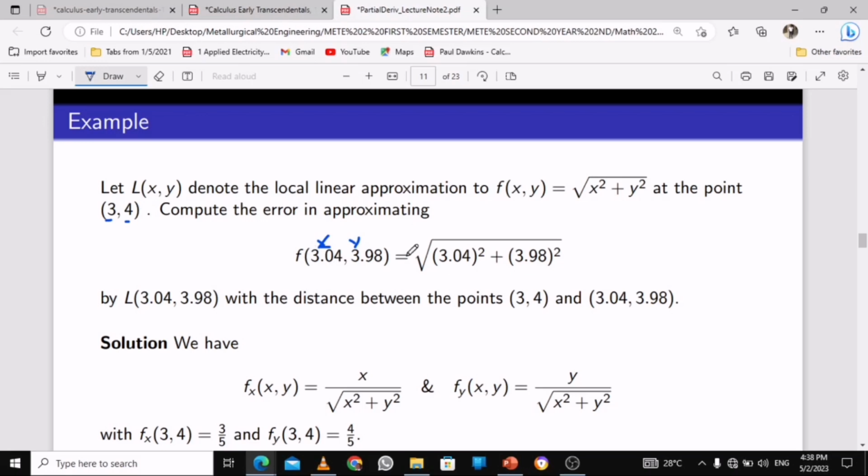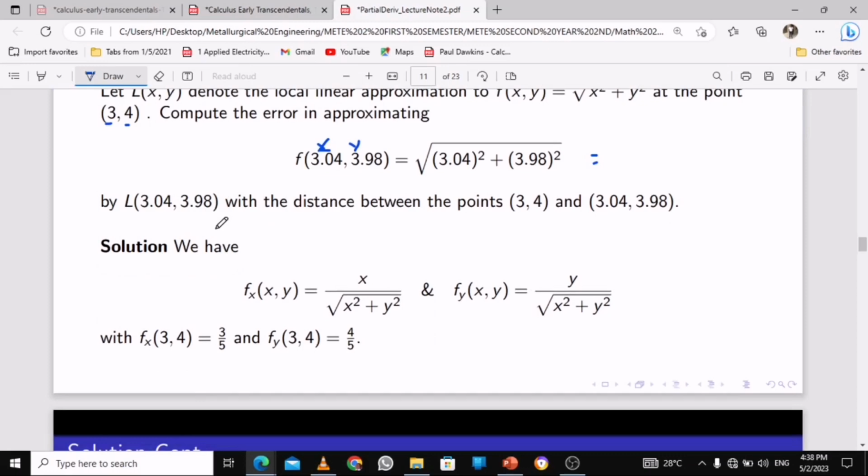So first, you're going to take it and put it inside the function given to you. And when you do that, you're going to get 5.000819, right? Then we are going to use the linear approximation. We'll take the difference between this and the linear approximation to find the error. So first, let's go with the linear approximation.